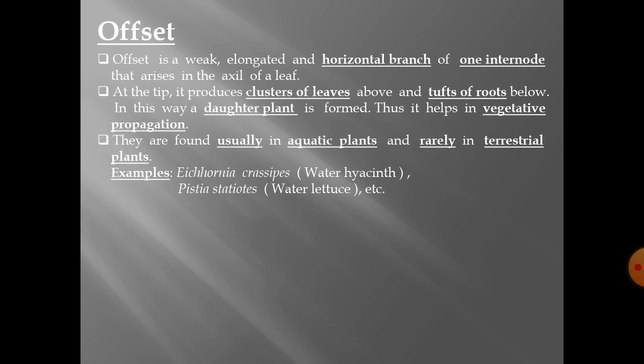Now, come on to the examples. Eichhornia crassipes, commonly called water hyacinth, and Pistia stratiotes, commonly called water lettuce, are well-known examples of the plants bearing offset. To sum up, now we come on to the illustrations.